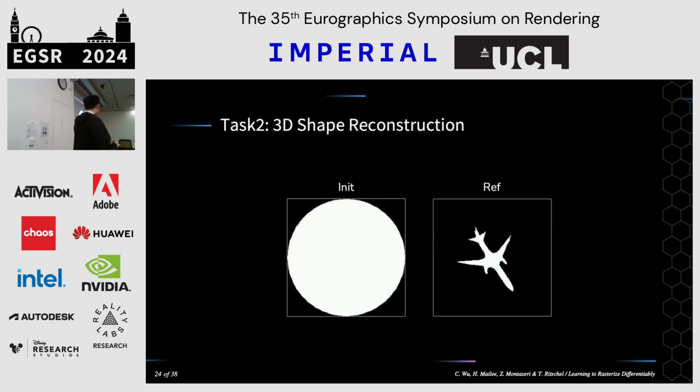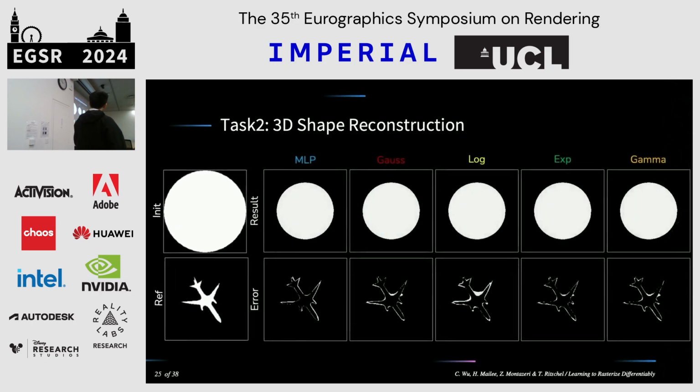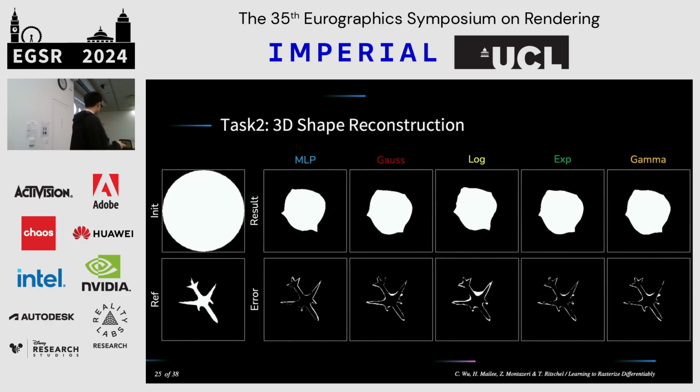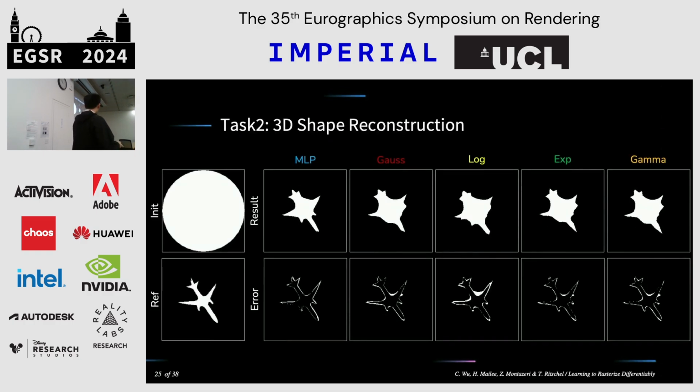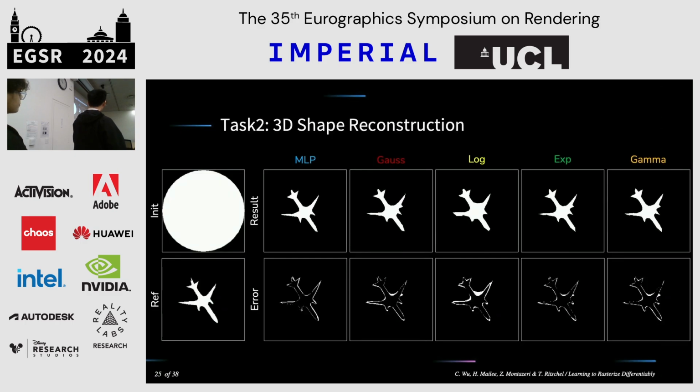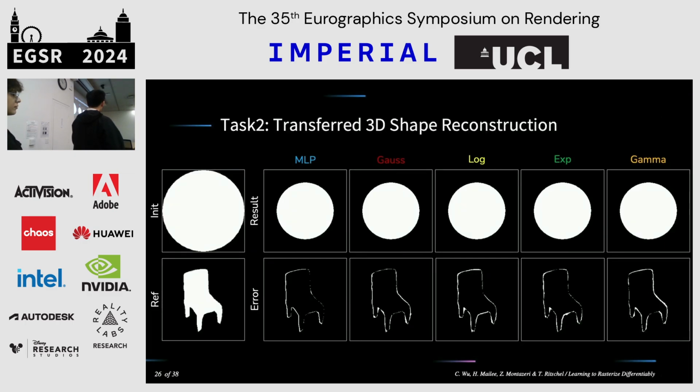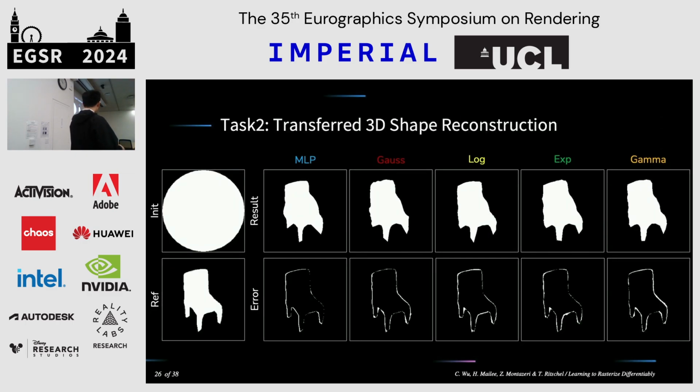And we add one more dimension to optimize the 3D shape. In this task, we initialize a sphere object to match a silhouette of another object at a certain view. And we can see from the second row, our MLP can get the closest fit and the least image error. Again, we transfer this MLP to a new object, and it still gets the best result.